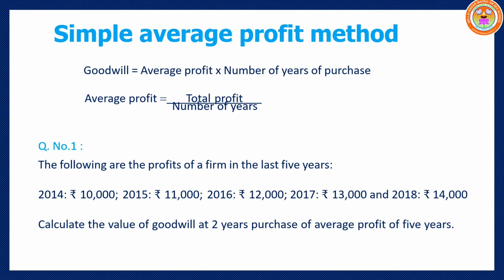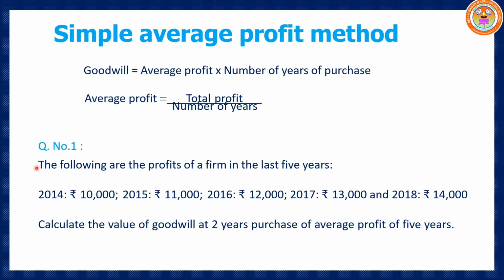Let me read the question. Take page number 133, sum number 1. Under the simple average profit method, the formula for finding goodwill is average profit into number of years of purchase. This number of years of purchase will be given in the question itself. Then how do you find average profit? Average profit equals total profit divided by number of years.